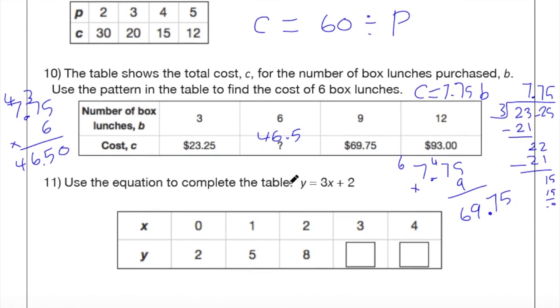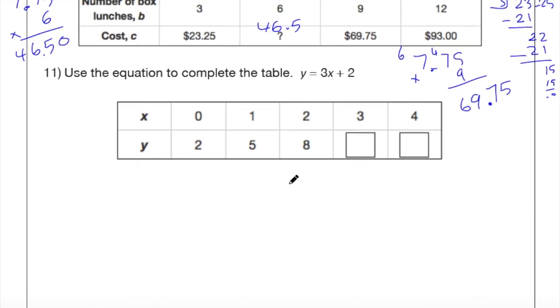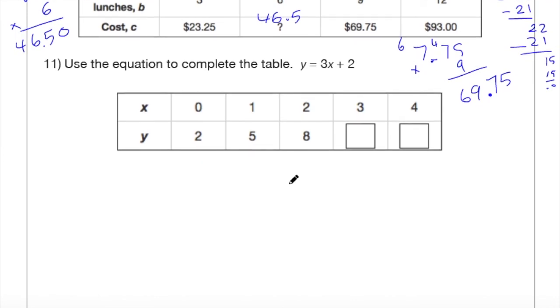Next question. Use the equation to complete the table. y equals 3x plus 2. So you're going to substitute the value of 3 instead of x. So it will be 3 times 3 equals 9, plus 2 equals 11. And for 4, it will be 3 times 4 equals 12, plus 2 equals 14.